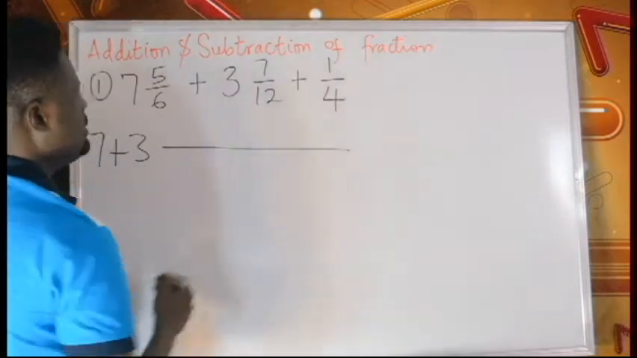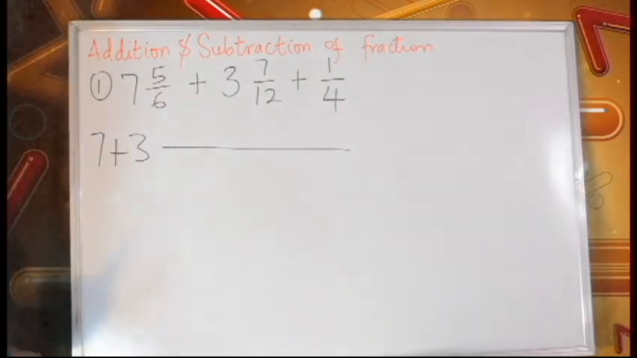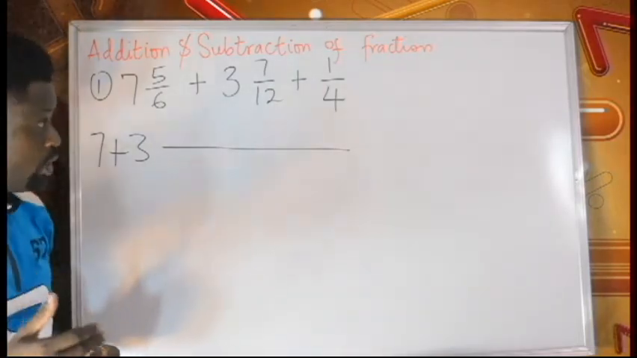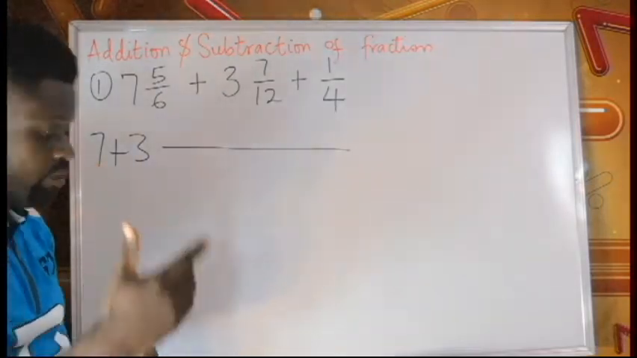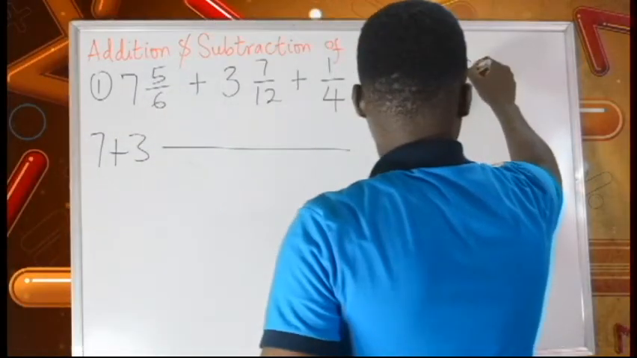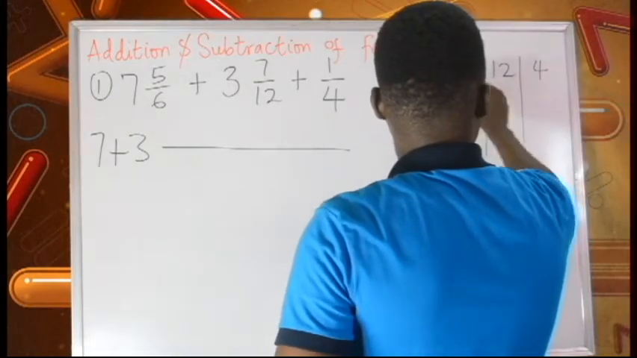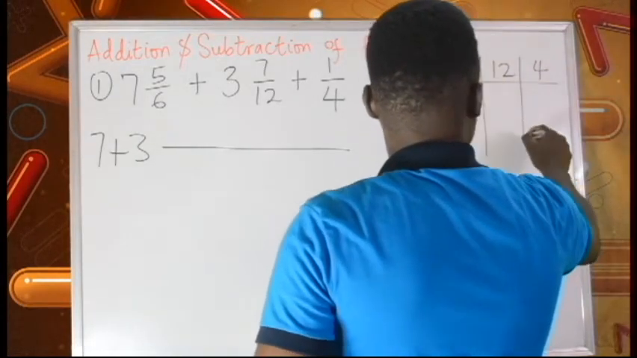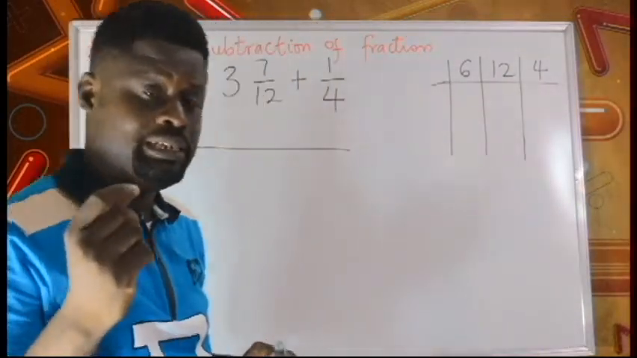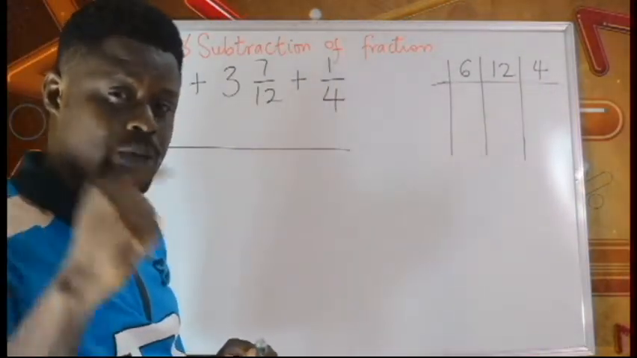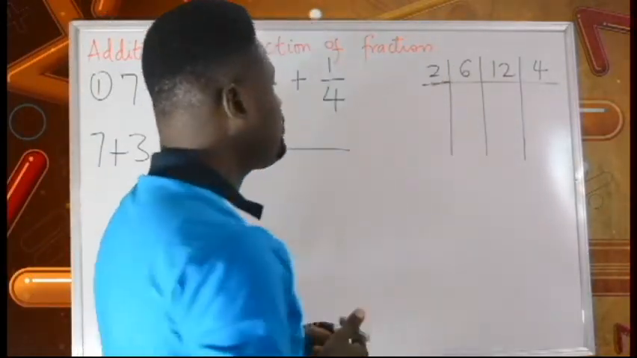Draw your line. Then you find the LCM of the denominators. I know you will have done LCM in your school, but in case you have forgotten, let's look for it. We have 6, 12, 4. So what can divide? We look for the lowest prime number that can divide them. The lowest prime number is 2.